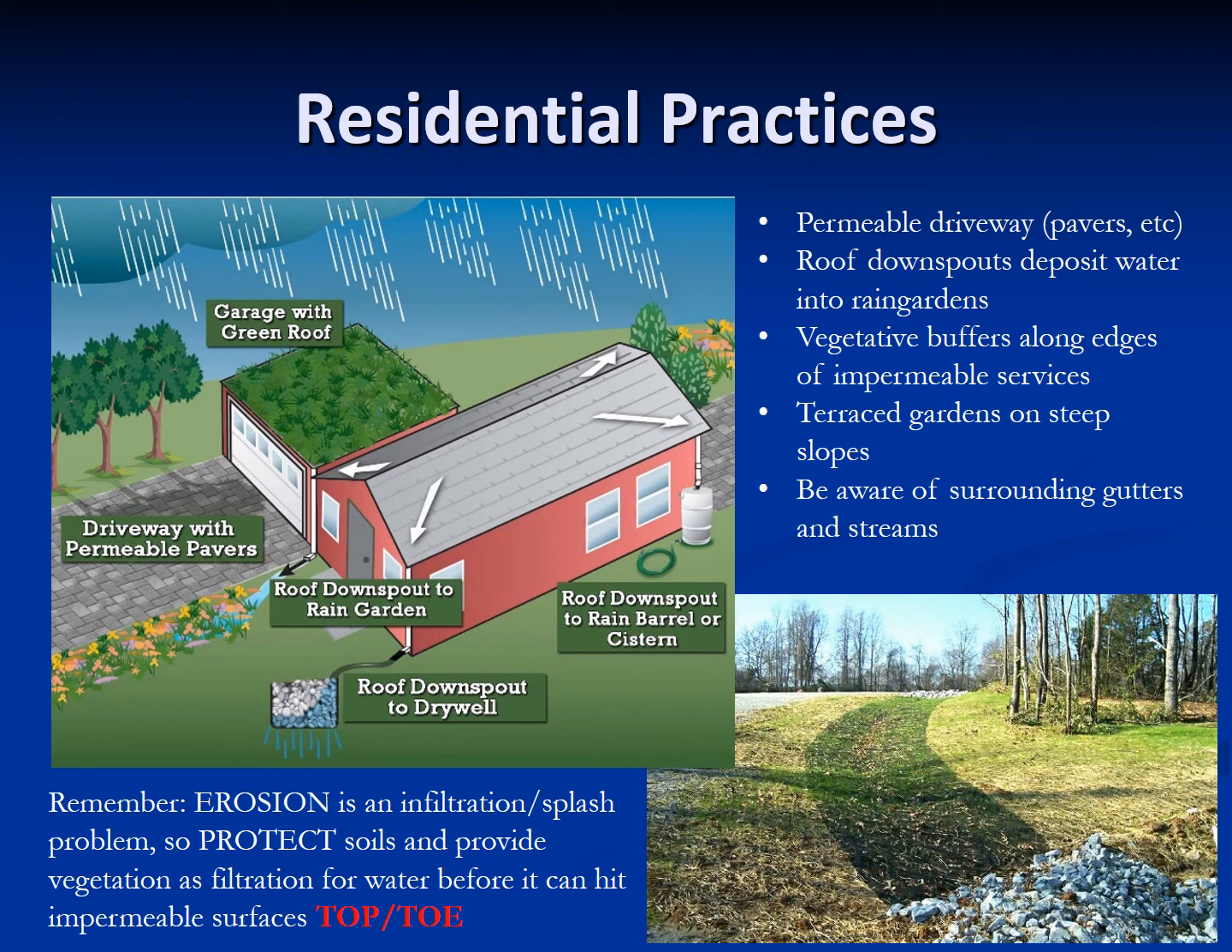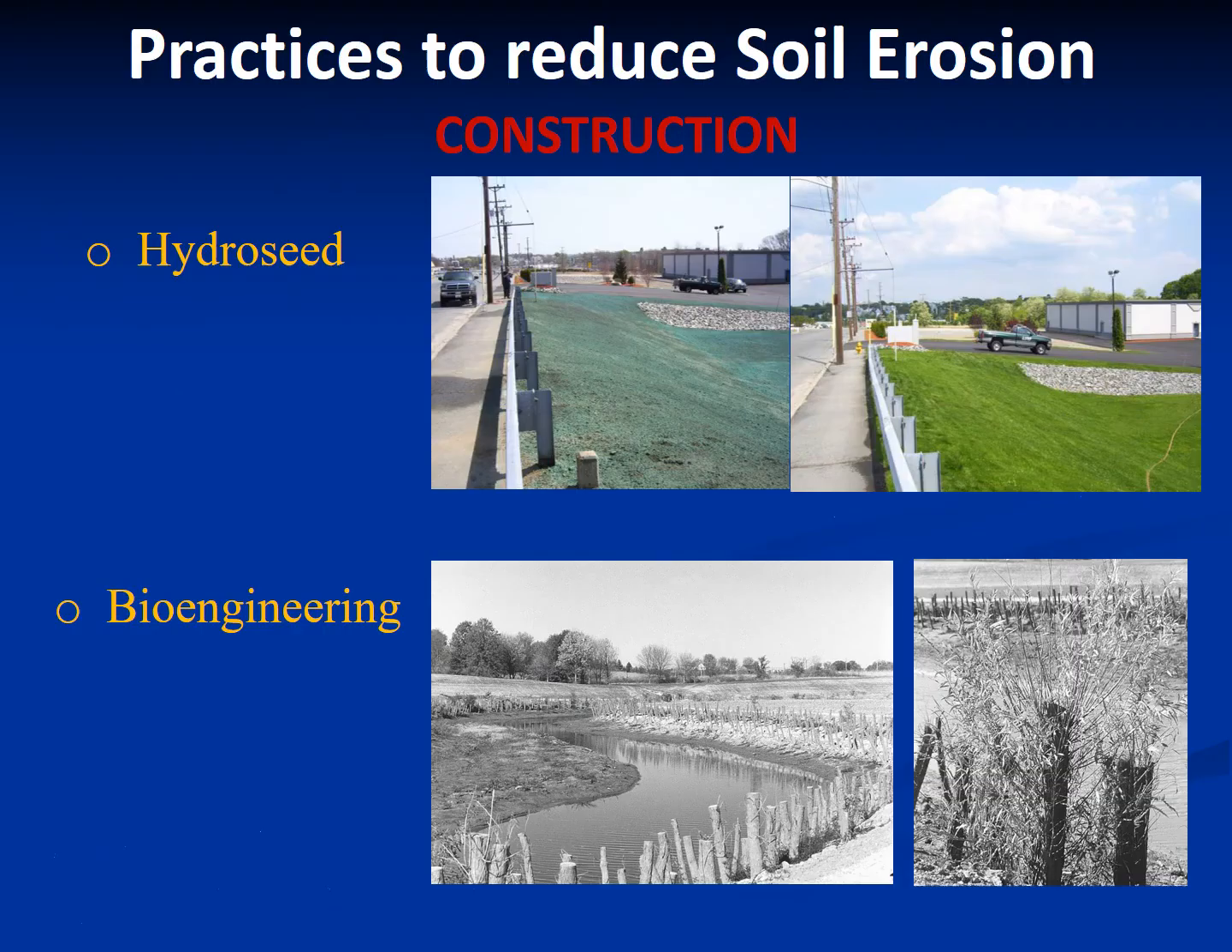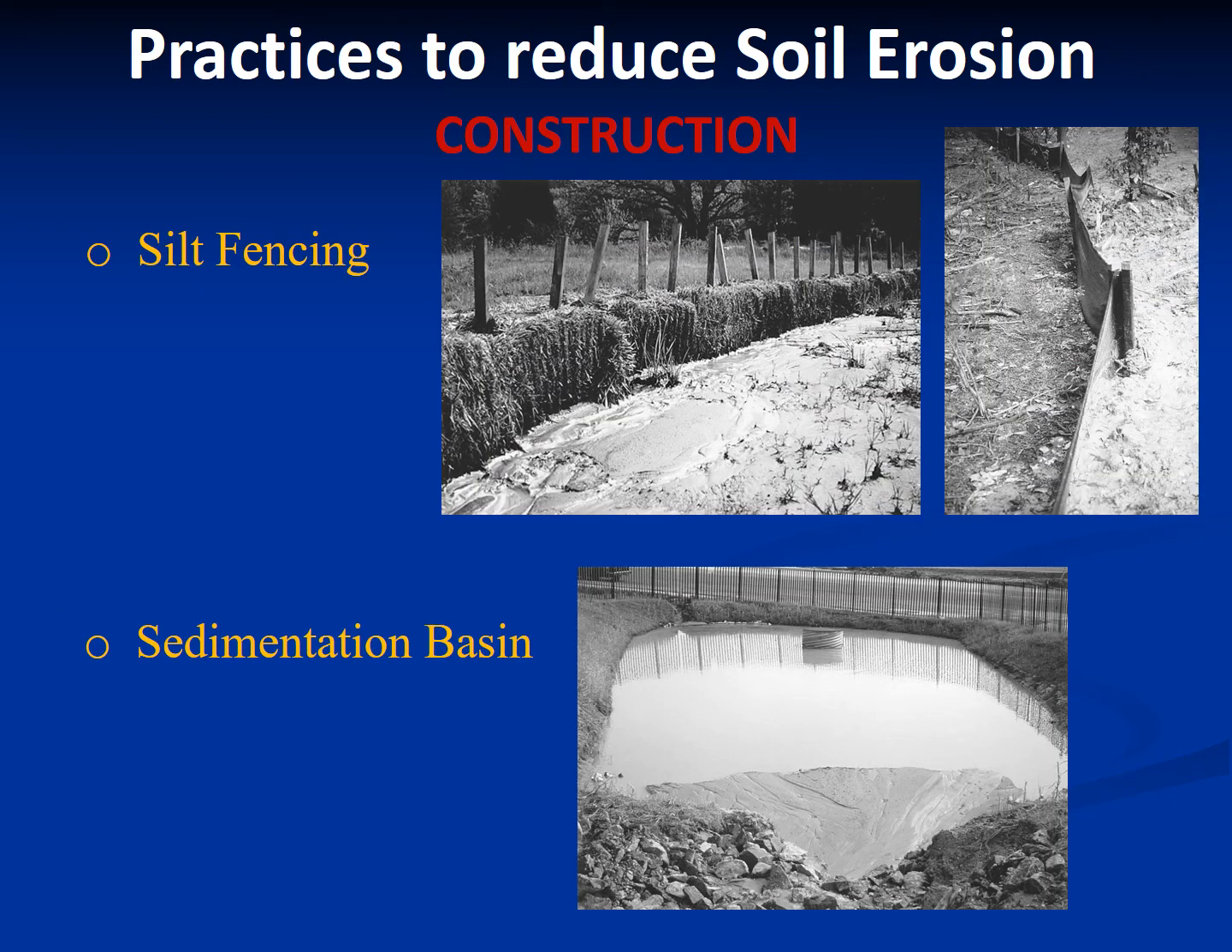Other practices could also include terrace gardens on steep slopes, vegetative buffers along edges of impermeable surfaces, roof downspouts to deposit water into rain gardens, and permeable driveways. Construction site practices to reduce soil erosion include hydroseeding and bioengineering, utilizing silt fences to catch particles before they can leave the site, or directing anything that comes off site into a sedimentation basin that can be scooped out and replaced.